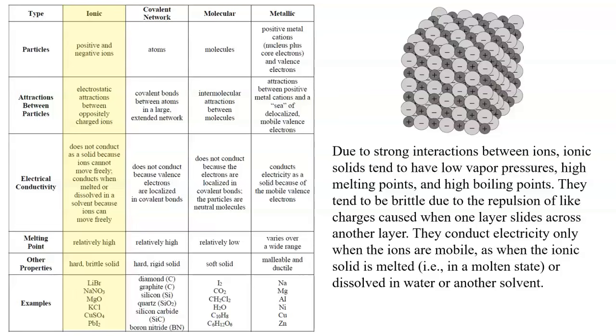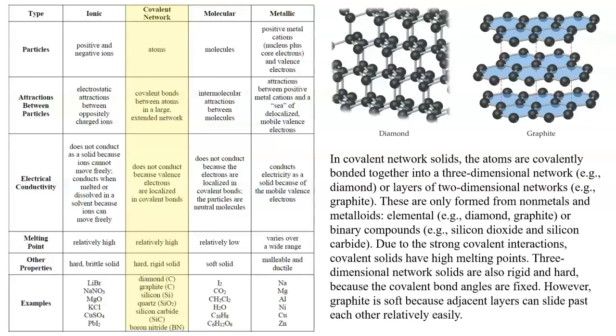Now let's take a look at covalent network solids. The particles are atoms, and the attractions between the particles are covalent bonds between the atoms in a large extended network. Covalent network solids in general do not conduct electricity because the valence electrons are localized in covalent bonds. The melting point of covalent network solids is relatively high. They are hard, rigid solids, and here are 6 examples of covalent network solids.